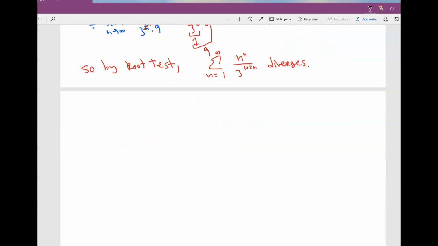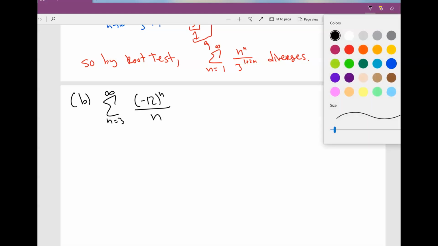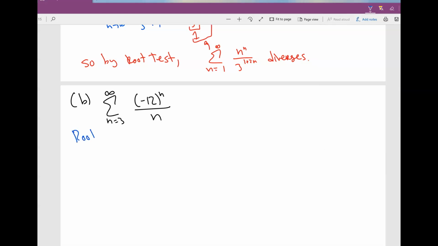Okay. So now let's do another problem. So let's say we wanted to determine whether the sum from n goes from 3 to infinity of negative 12 to the nth power over n converges or diverges. Okay. So again, this looks a lot like an alternating series test, and you can actually use the alternating series test because you have a negative in there. You can actually break up the negative 1 and just leave the 12. But what we're going to do, let's go ahead and use the ratio test to get rid of that n. So I'm sorry, not the ratio test, the root test. So we're going to use the root test.